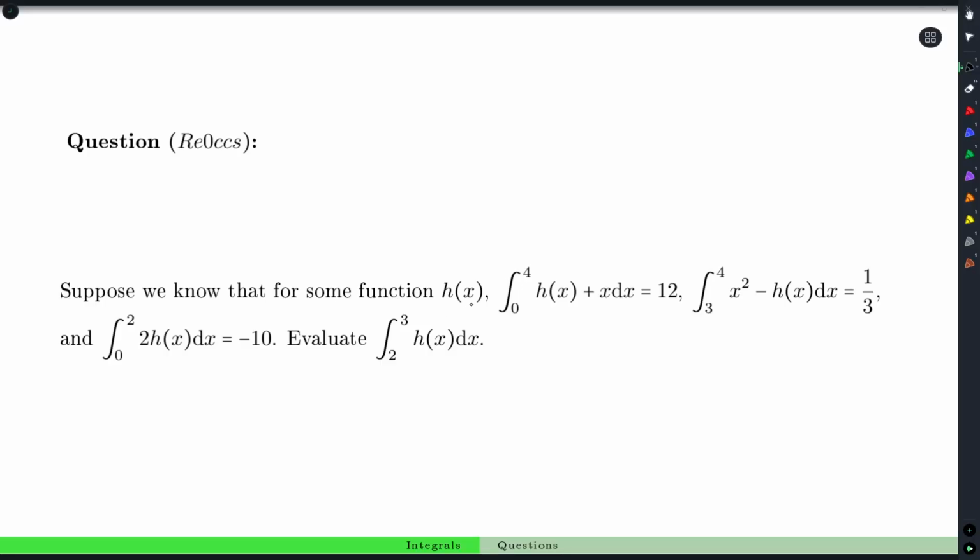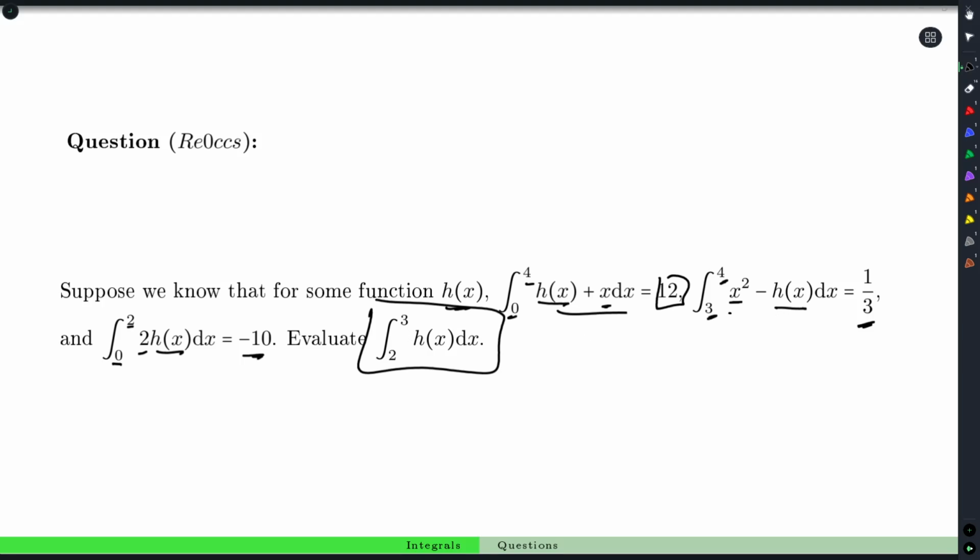Suppose that we know for some function h of x, the integral of h of x plus x from 0 to 4 is 12. The integral of x squared minus h of x from 3 to 4 is 1/3. And the integral from 0 to 2 of 2h of x is -10. We want to evaluate just the integral of h by itself from 2 to 3.